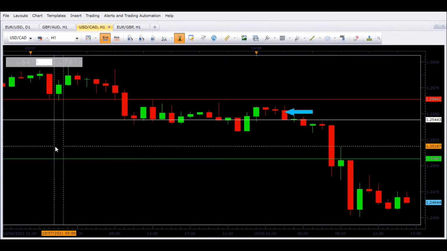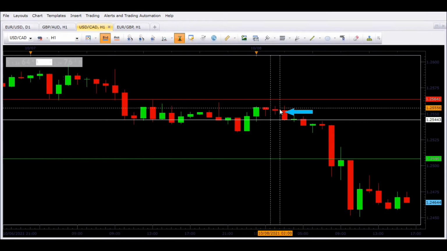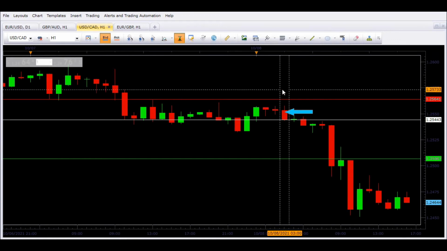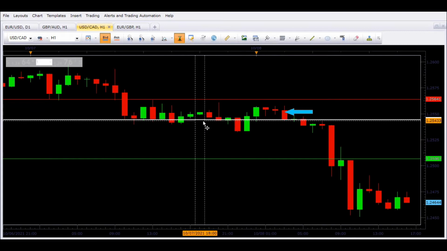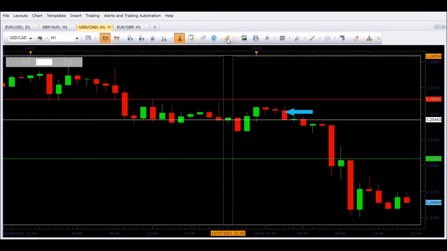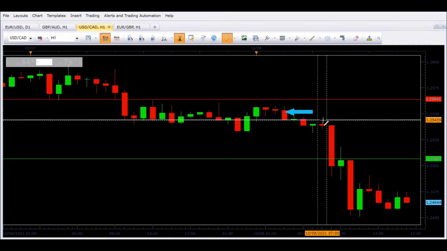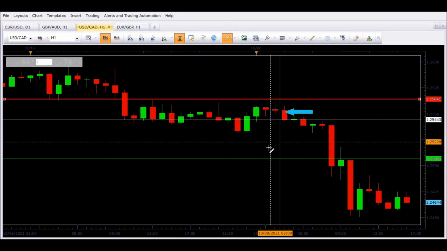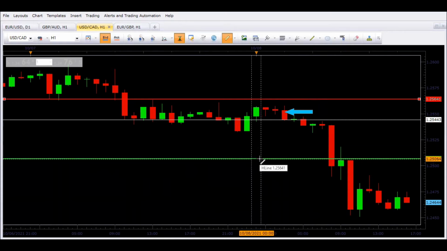So this is the US dollar CAD. This is the hourly chart, and the blue arrow is indicating my entry candle. The white line here is my entry, and the red line here is my stop. As you can see, I have roughly a 20 pip stop loss. Then my target, guys, was this green line. As you can see, it was a successful trade.